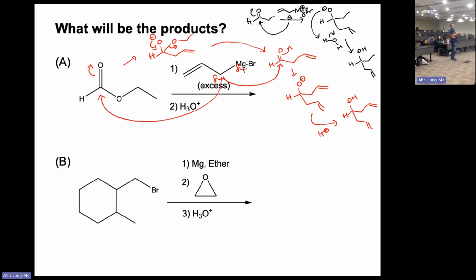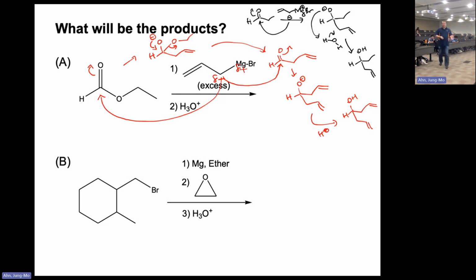But in this reaction, even if excess of this reagent is available, it's not going to be used twice. It's going to be used only once. Anyway, I hope that you see the difference between these two. This is a question that you will definitely see in the test. Every year we always ask. Look at test three, which I put up as a sample test. They always have these types of questions.